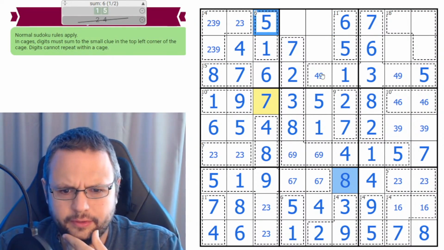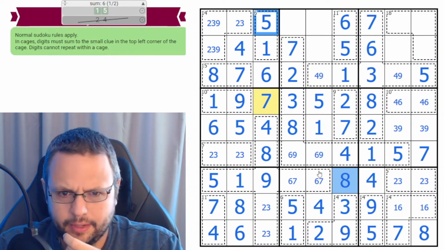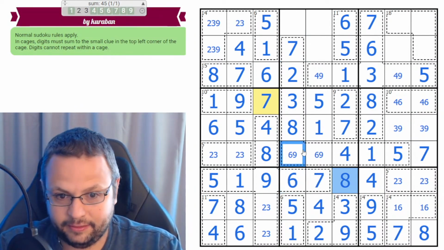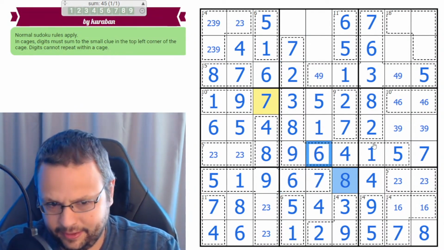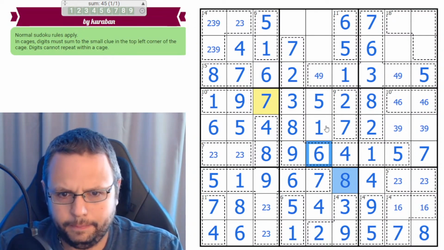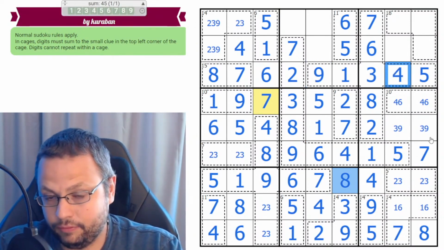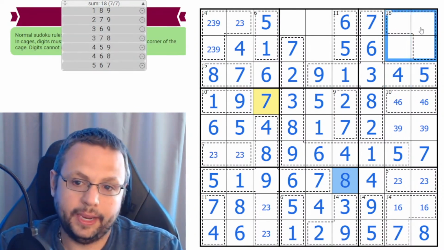So let's see. That 7 looks down, makes that a 6 and a 7. That 6 looks up, makes that a 9 and a 6. That 4 looks up, makes that a 9 and a 4. Now we can do our trick again.